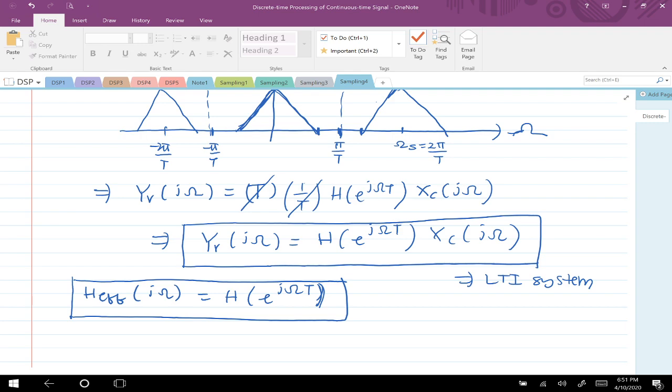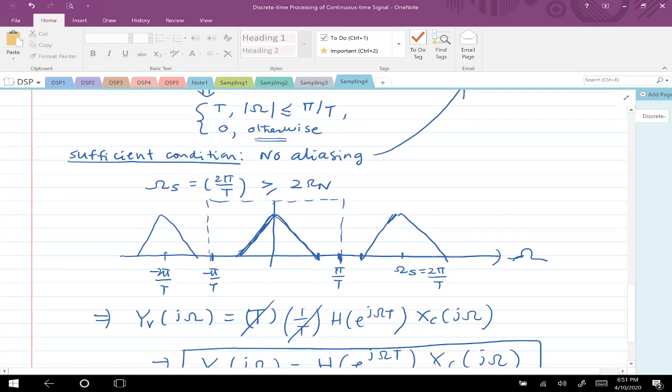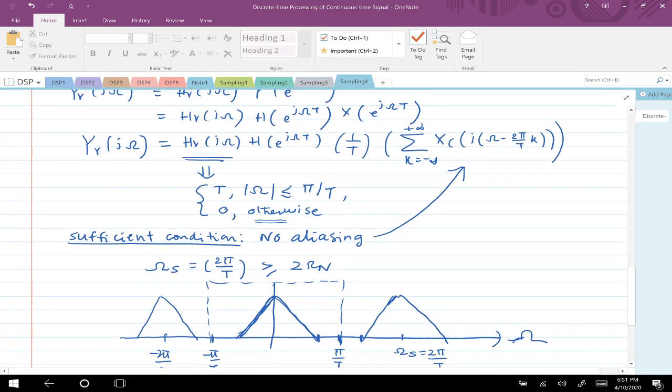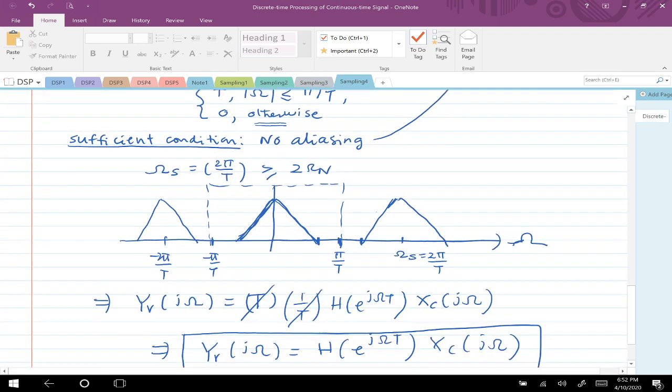Okay, if you have closely noticed, I mentioned that this is a sufficient condition, but it's not always necessary that there is no aliasing. To understand that, you should be looking at here. Sometimes despite aliasing, this could help you. For example, assume that your H of e power j omega is a low pass filter. You consider a low pass filter here.